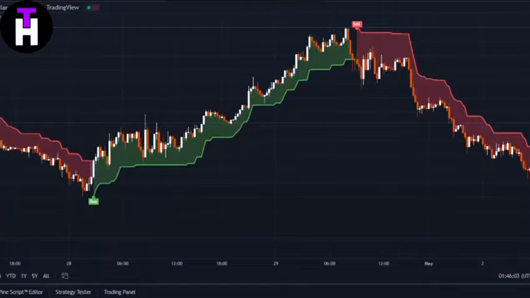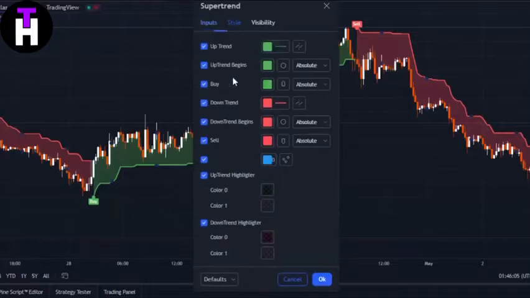First, I will make some style changes, so our chart will be cleaner. I will close the buy and sell signals, and also the buy and sell highlights. We will apply this change to all of the indicators.